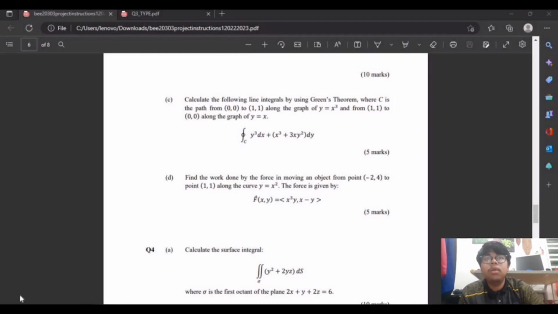Next is question Q3C, where we need to calculate the following line integral by using Green's theorem, where C is the path from 0, 0 to 1, 1 along the graph of y equal x to the power of 3, where y equal x to the power of 3 is the minimum value, and from 1, 1 to 0, 0 along the graph of y equal x, where y equal x is the maximum value. So we will use MATLAB again.